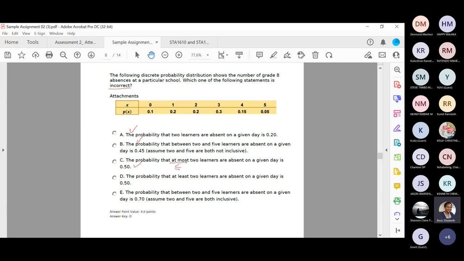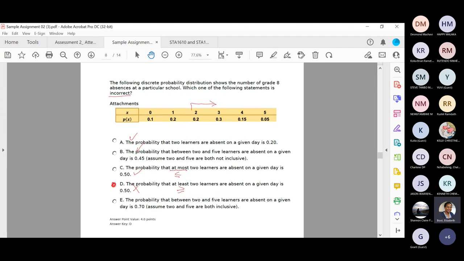The probability that at least 2 learners are absent on a given day. At least is greater than or equal to, so anything bigger than or equal to 2 must be included. Is that equal to 0.5? It is incorrect, because that will be 0.70. Absolutely, probabilities are good. It is the incorrect one. The last one talks about inclusive between 2 and 5, so you just do 2 to 5, which is 0.70.